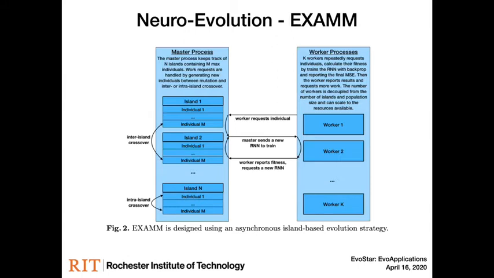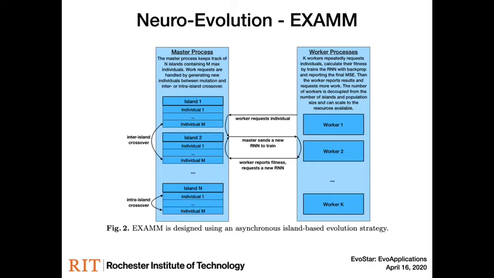Next, I want to talk about roughly how EXAMM works from a high level. So we have a master process which keeps track of all of the genomes. That is, it keeps track of all n of our islands and all m members on each island. And then we have a pool of workers, and the workers will request a recurrent neural network from our master process. The master process is going to generate a recurrent neural network through mutation or crossover, and send it over to the worker process.